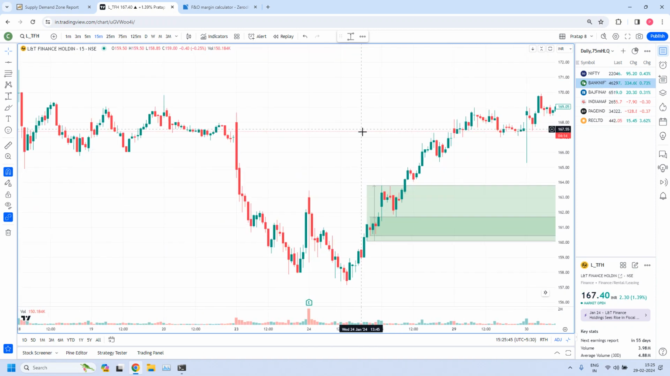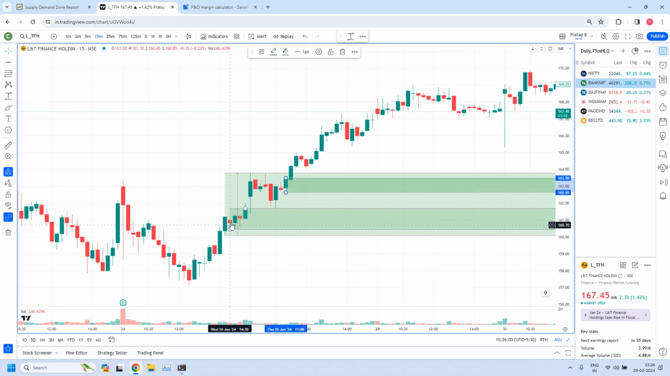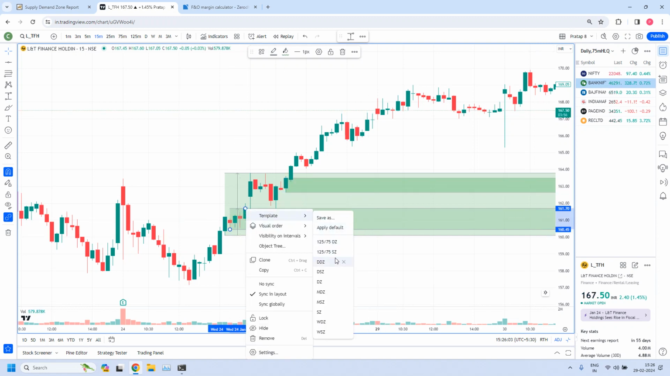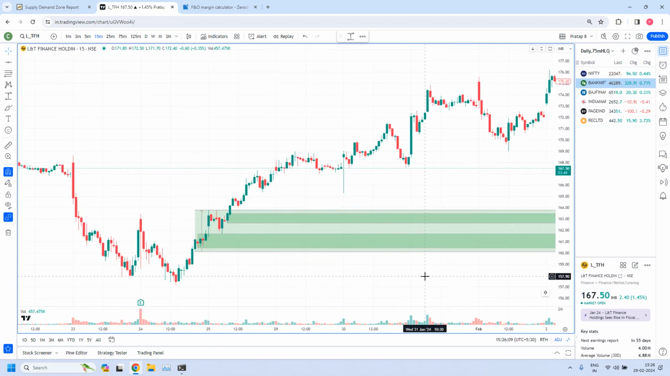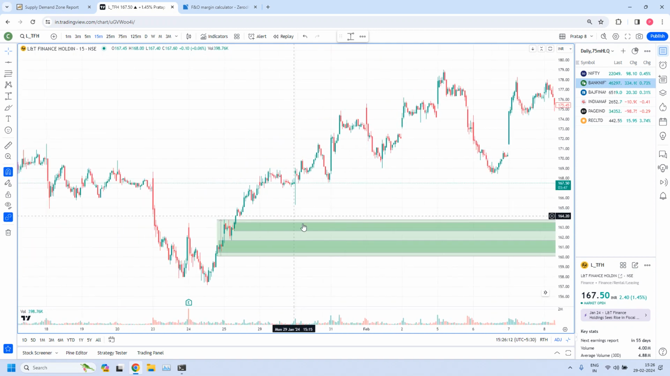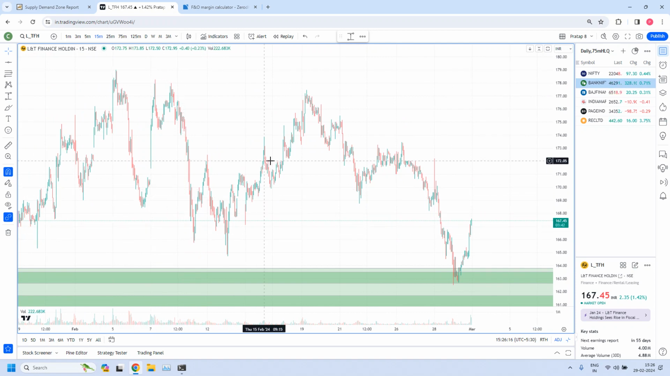And another way is, we have a rally candle, 2 base candles and a rally candle. This is another way you can draw. These are all the 15-minute zones. We have 75. Inside 75, we have 2 15-minute zones. And inside these 15 minutes, we need to draw 5-minute zones.